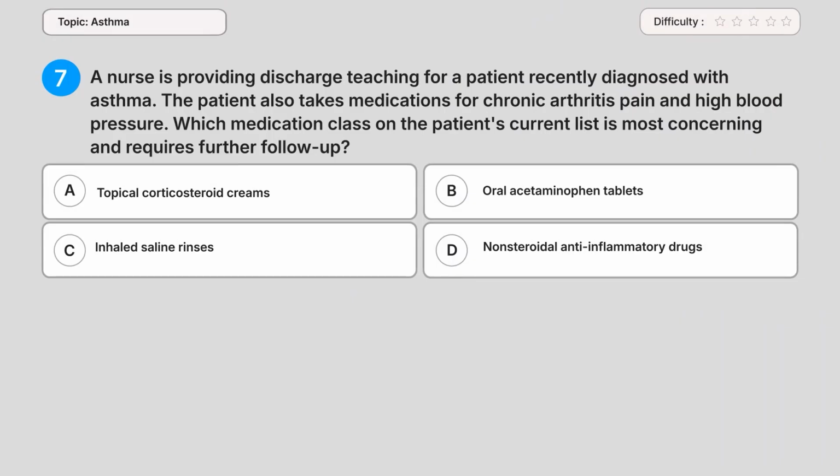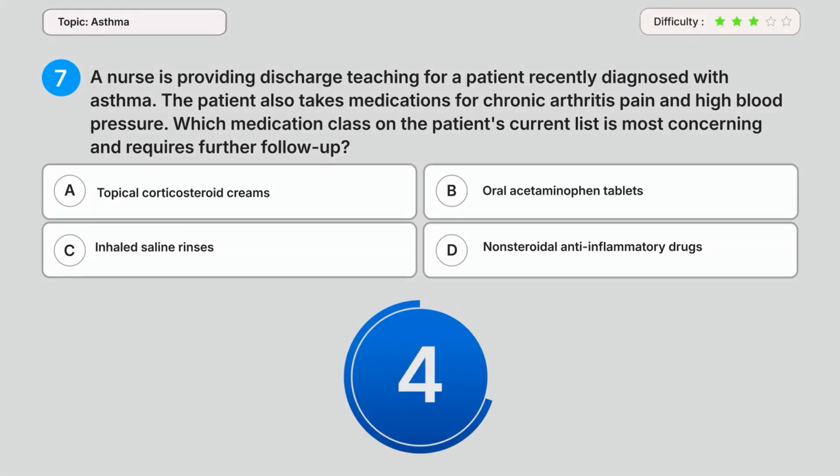Question 7. A nurse is providing discharge teaching for a patient recently diagnosed with asthma. The patient also takes medications for chronic arthritis pain and high blood pressure. Which medication class on the patient's current list is most concerning and requires further follow-up? A. Topical corticosteroid creams. B. Oral acetaminophen tablets. C. Inhaled saline rinses. D. Non-steroidal anti-inflammatory drugs. Do you know the answer?